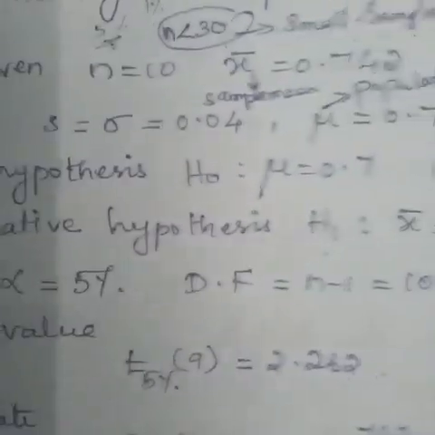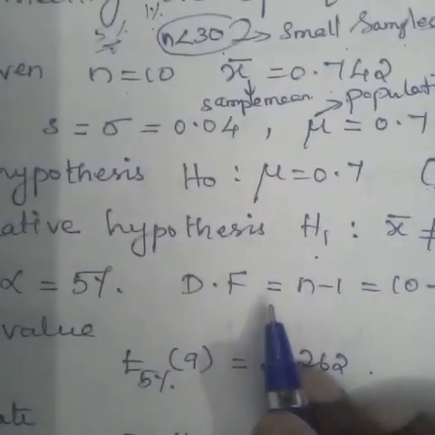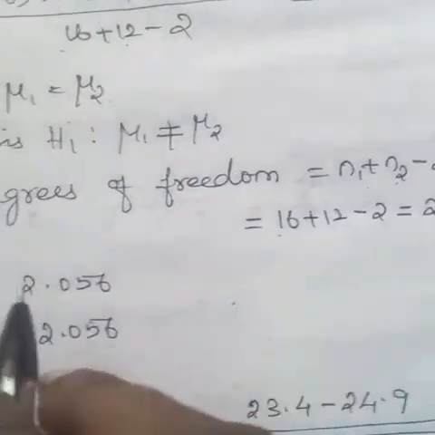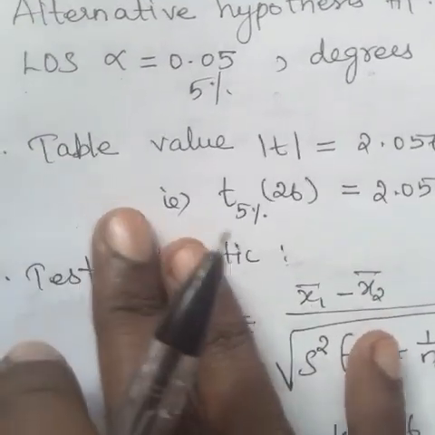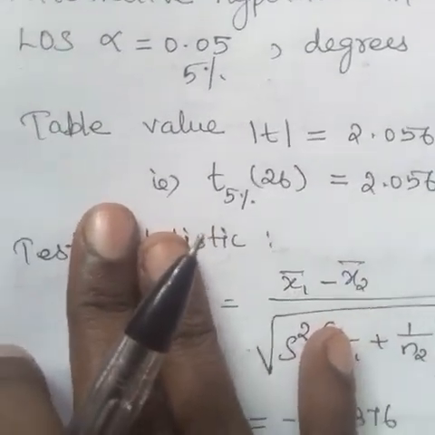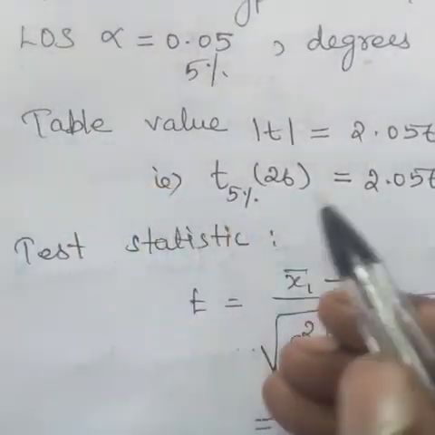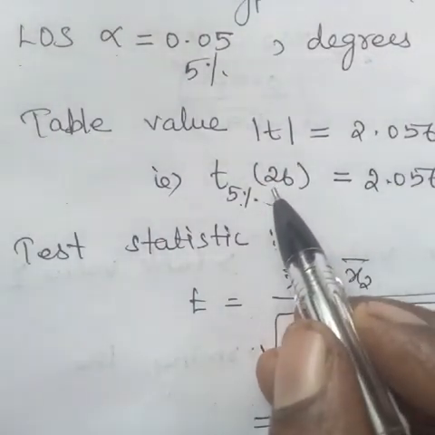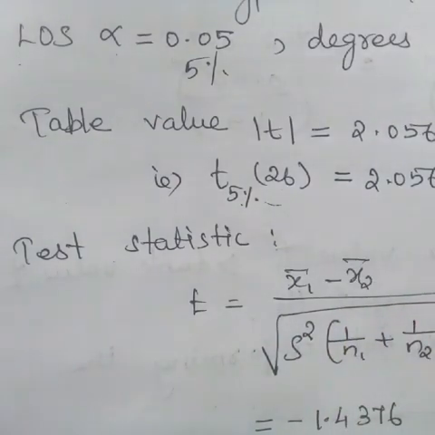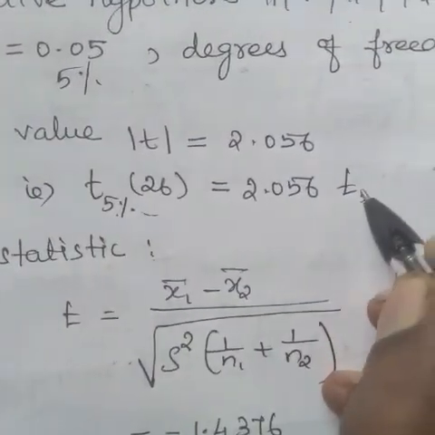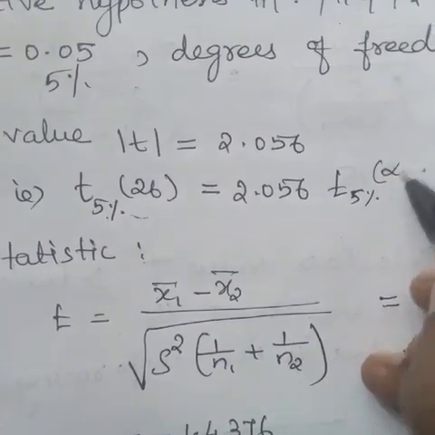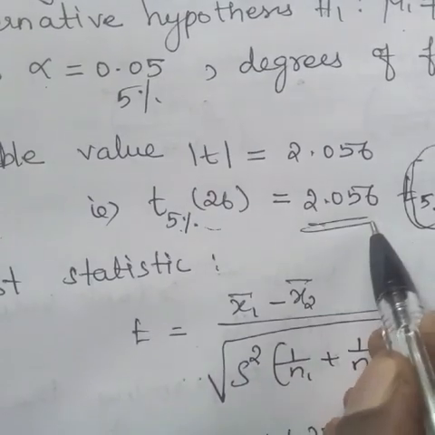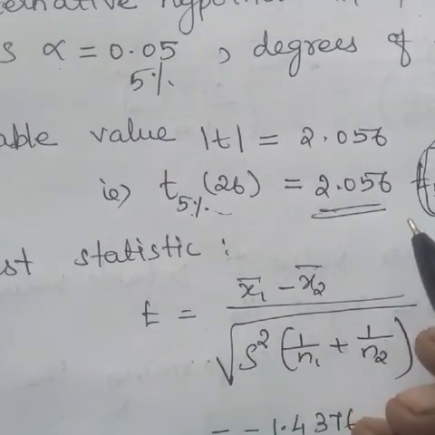The next is degrees of freedom. Degrees of freedom means number of items minus 1. Here, number of items minus 2, that is 12 minus 2, which is 26. The next is table value. Table value means t test at 5% level of significance with the degrees of freedom. The value is 2.056. That is from the textbook.